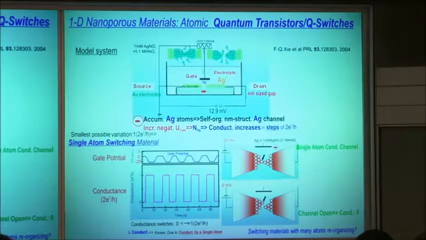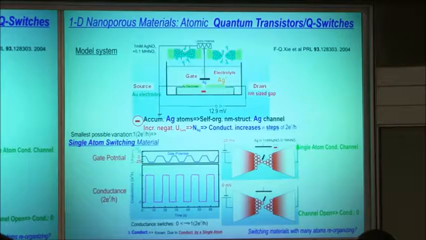Now, the conductivity does not go up as a straight line. It goes up in steps of 2e squared over h. e is the electronic charge, and h is Planck's constant. The reason why it goes up in steps is that the wavelength of the charge carrier is larger than the size of these silver channels in the gap, and therefore you get these quantum effects. And the smallest increase, of course, which we can generate is 1 times 2e squared over h. So we tune the voltage so that it just goes up and down by 1 times 2e squared over h.